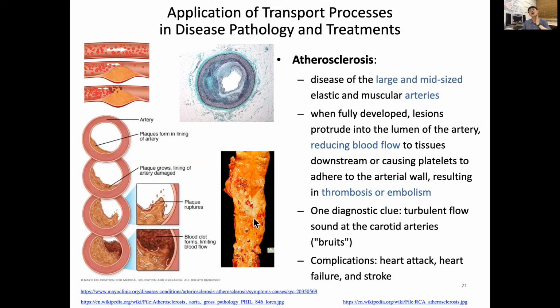And sometimes the carotid artery, when it develops an atherosclerotic plaque, that causes a turbulent flow. This turbulent flow causes a specific sound called a bruit. So we can use it as a diagnostic clue. And of course, these can lead to heart attack or heart failure, or when it reaches the brain, stroke can happen.